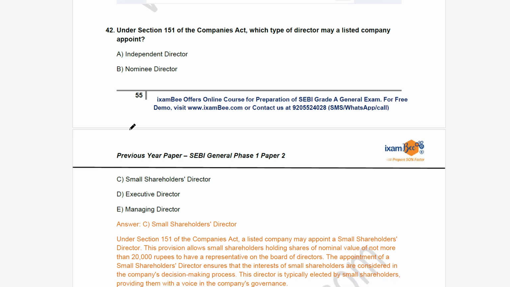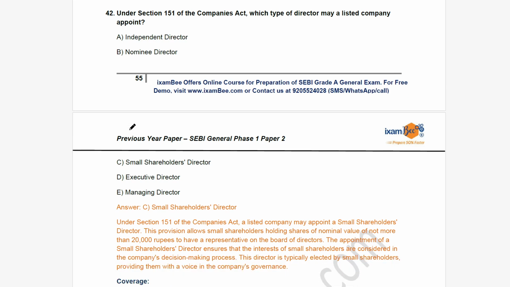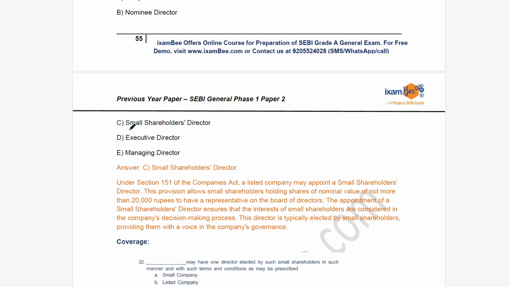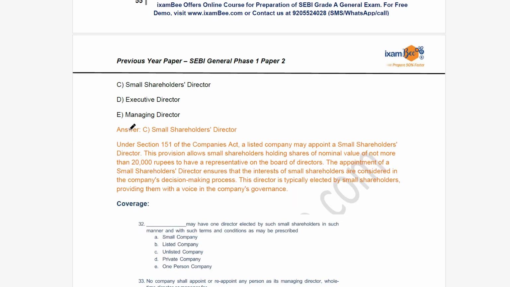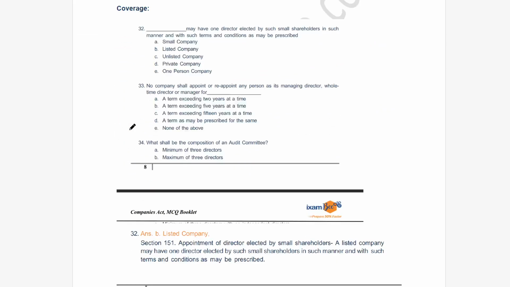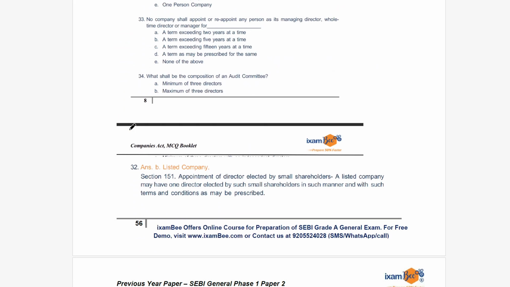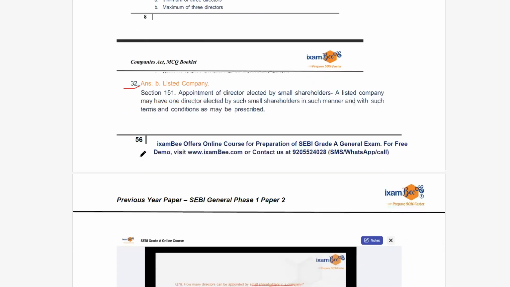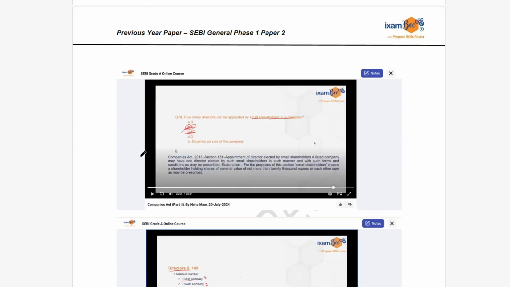Next question related to which type of director may a listed company appoint under section 151. This relates to a small shareholders director that can be appointed by a company. We had different questions related to it in our MCQ booklets, even in our class discussions of various important questions.